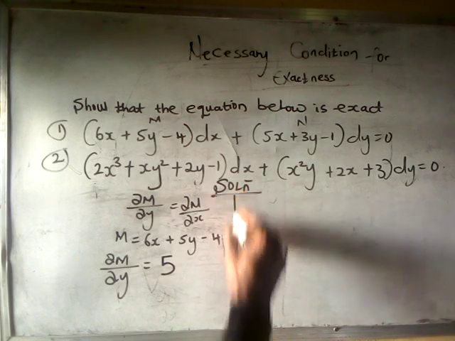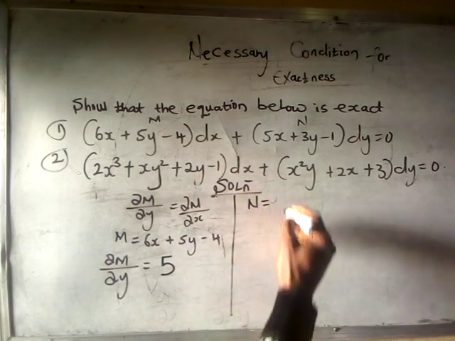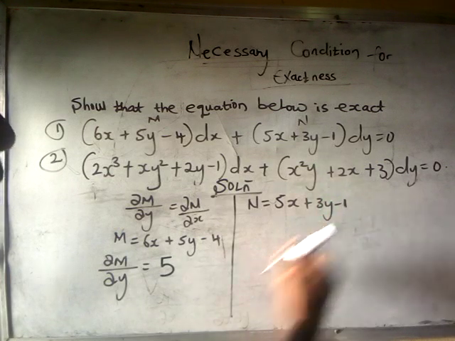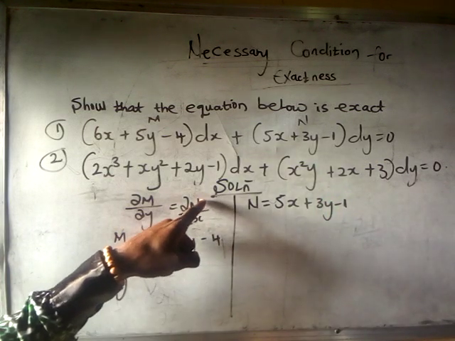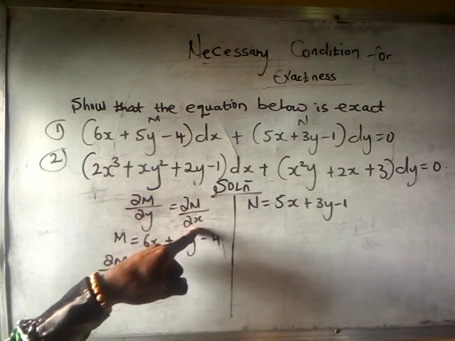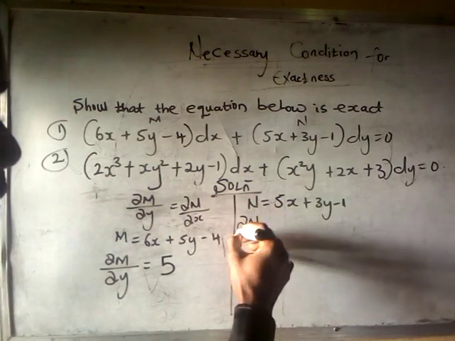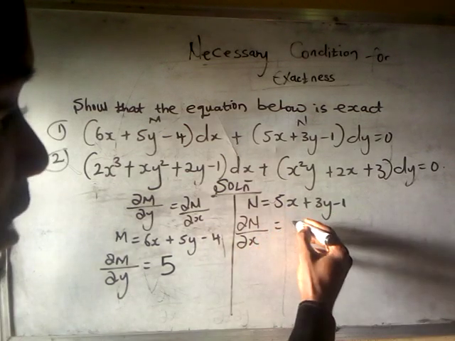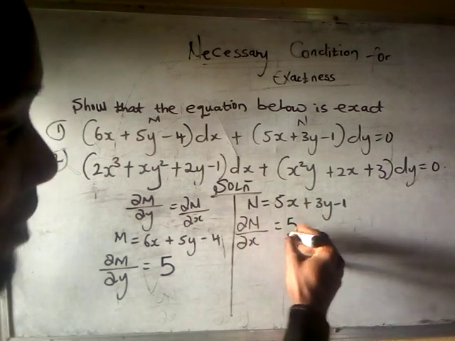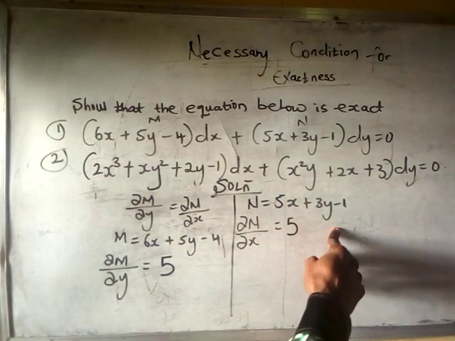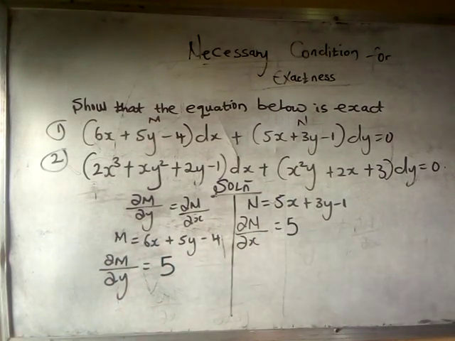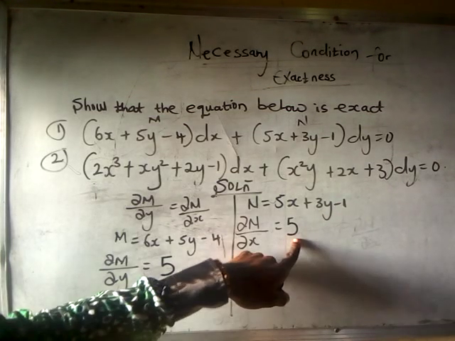And my N is equal to 5x + 3y - 1. Now the partial derivative of this with respect to x: the derivative of 5x is 5. Remember that we have no business with 3y because it is a partial derivative. We differentiate with respect to x, not with respect to y. The derivative of the constant is 0. That means we have 5 here and we also have 5 here.